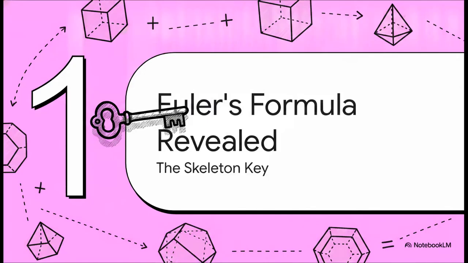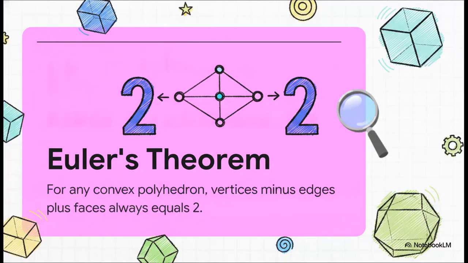Section 1. Euler's formula revealed. The skeleton key. Okay, get ready, because we're about to hand you the absolute skeleton key that unlocks this whole geometric mystery. It's called Euler's theorem for polyhedra, and it states that for any convex polyhedron, the number of vertices minus the number of edges plus the number of faces always equals 2. So V minus E plus F equals 2.